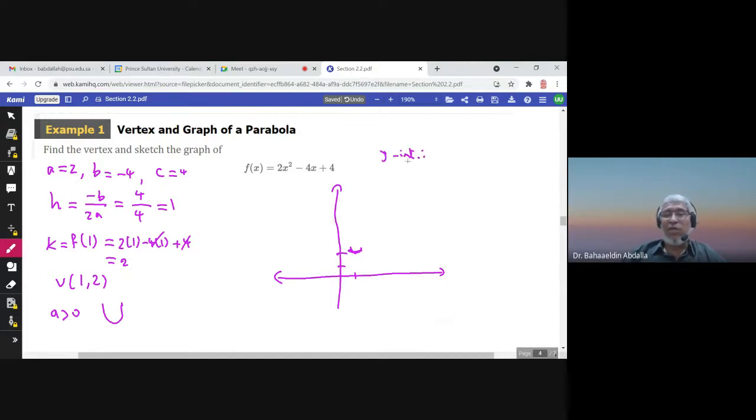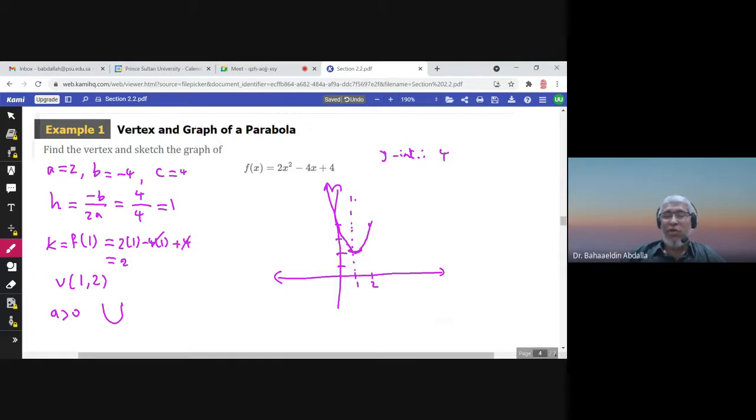If you put x = 0, the y-intercept is 4. So 3 and 4, so this is the y-intercept. And this is the axis of symmetry. So this is (1, 0), (0, 4). This is 1 unit.